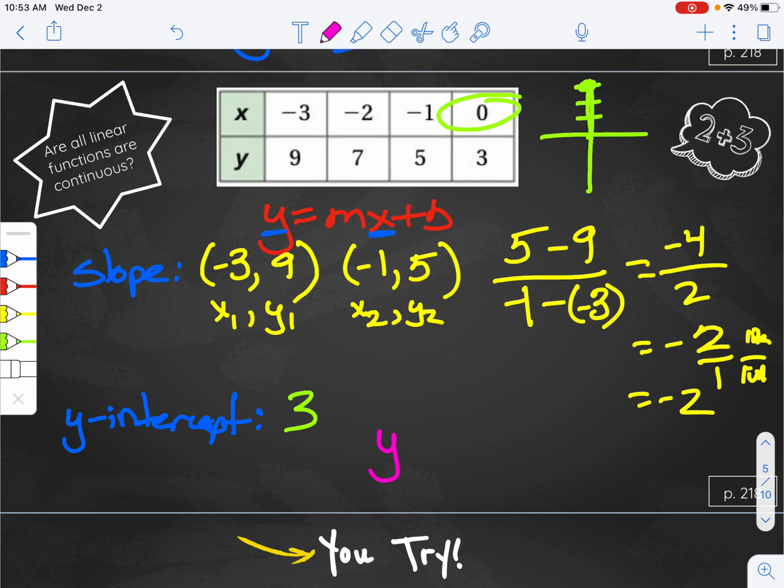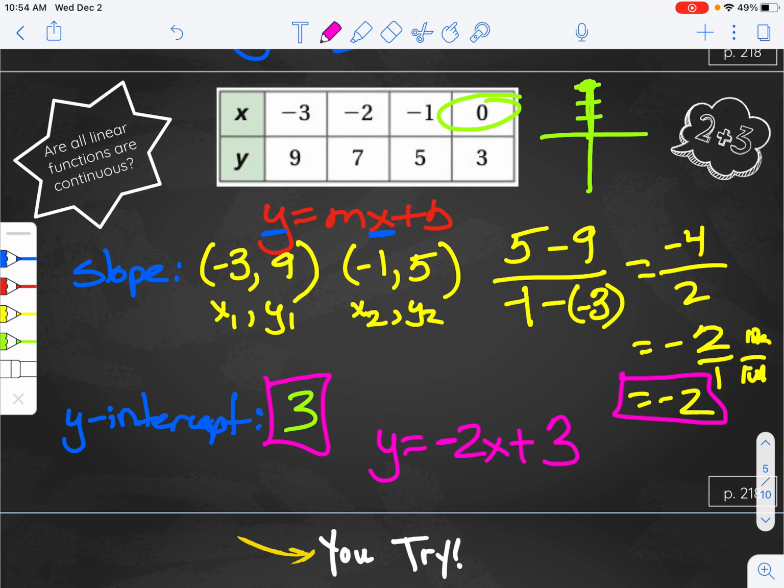Now if we put it all together, y equals m, which is our slope, times x, plus our b value, our y-intercept, plus 3.